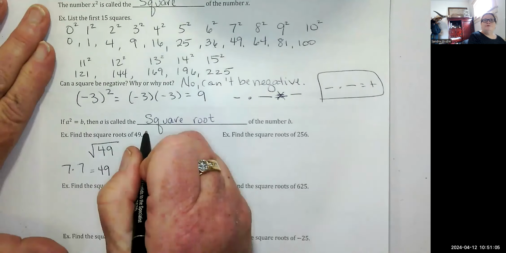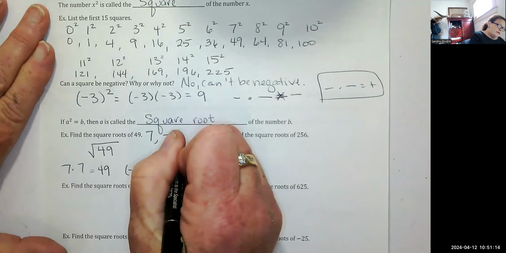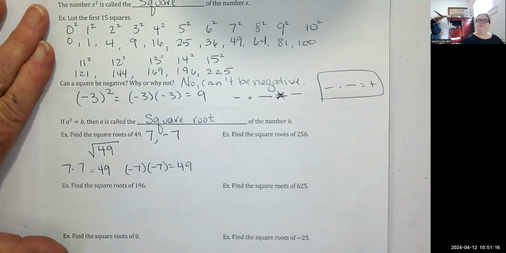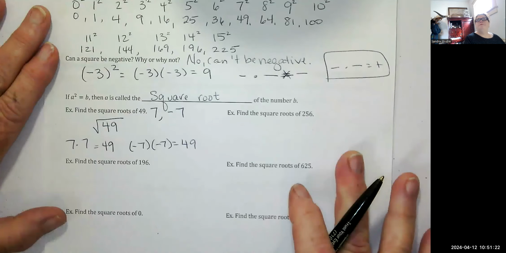Here's the other thing. -7 times -7 is 49. So -7 is another one of the roots. All right. It's not the square root of 49, but is a square root. It is one of the roots. I'll explain more here in a minute.